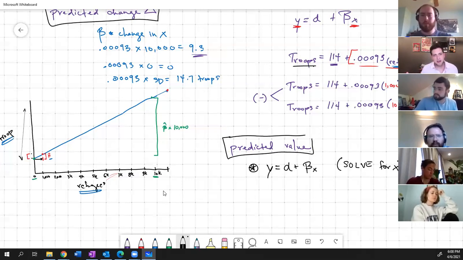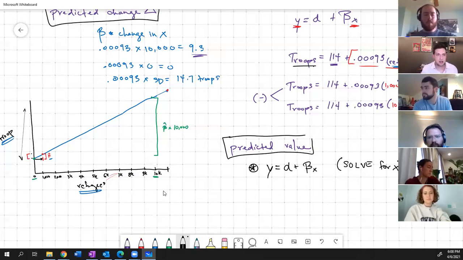Predicted value, on the other hand, is not how much does the dependent variable change for a certain change in X, but what do we expect it to be for a certain value of X? And for that, we simply solve the equation for that value of X. Does that make sense? You follow? Any questions about that?